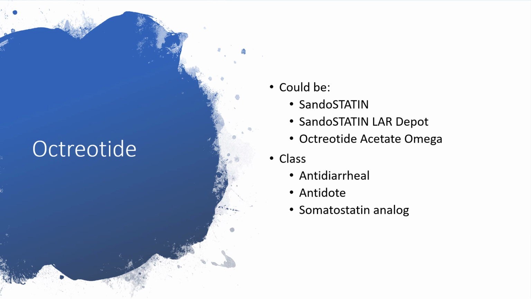Octreotide could appear at pharmaceutical stores as either SandoSTATIN, SandoSTATIN LAR Depot, or Octreotide Acetate Omega, depending on your jurisdiction and the pharmaceutical company supplying medication to your center. It is a class of medication that is used as an antidiarrheal, as an antidote, and a somatostatin analog.